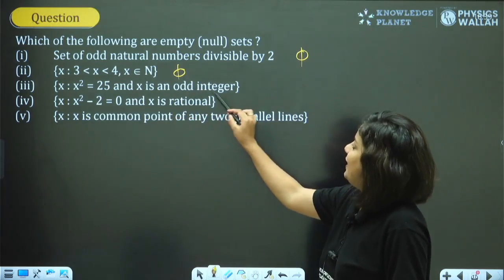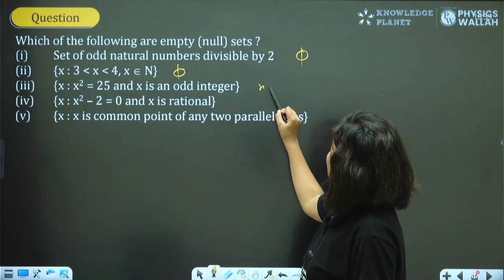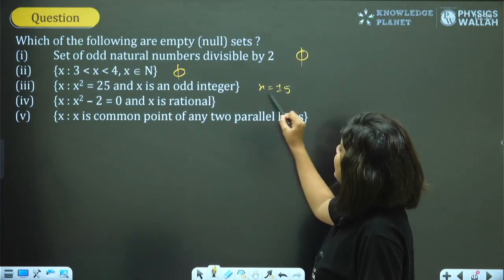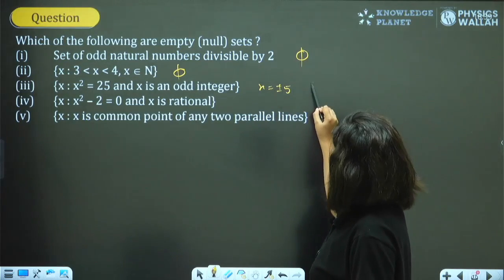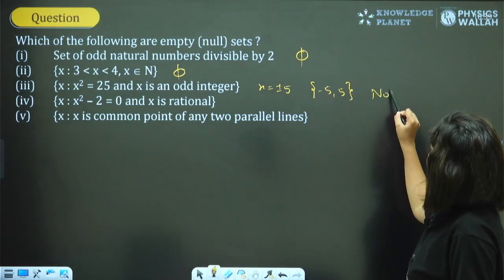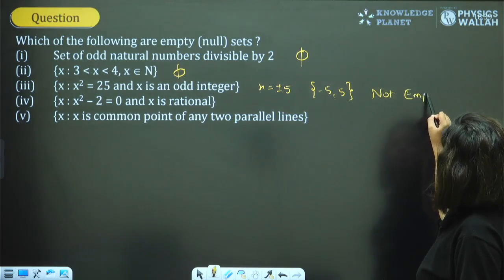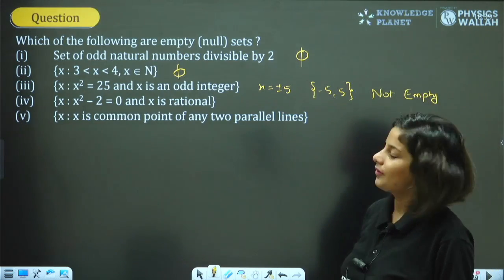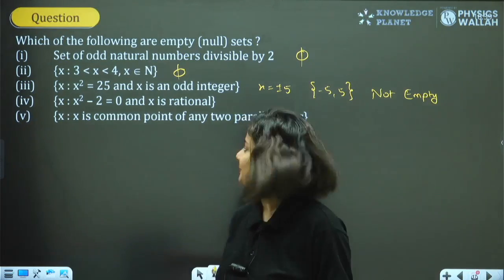x square is 25 and x is an odd integer. When I solve this, I'll get x as plus minus 5. Both are odd integers. That means the third set has two numbers, minus 5 and plus 5. Is it empty? Not empty. 5 is an odd number.